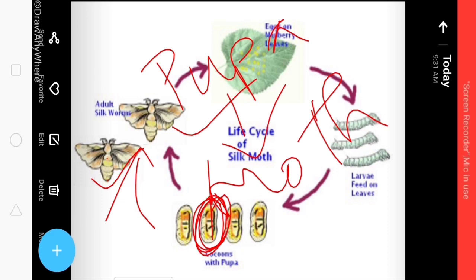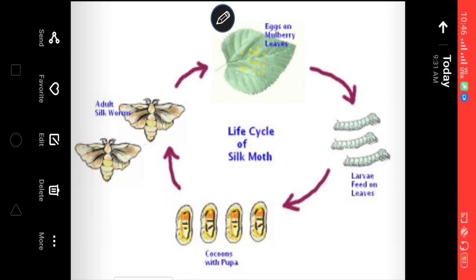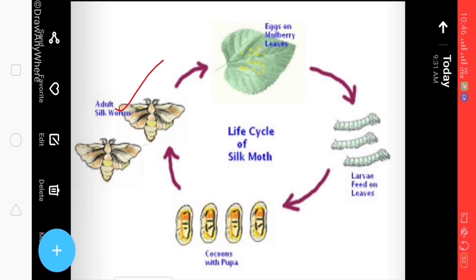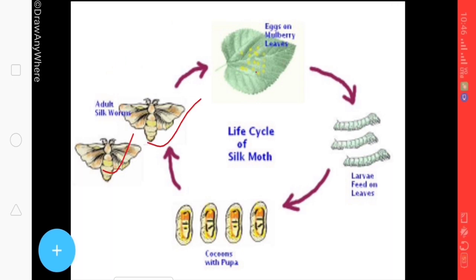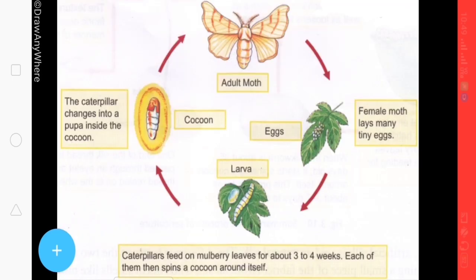And in the same way, again this butterfly will do what? It will lay eggs. Here in this image, some of the important points are mentioned, just like the female moth lays many tiny eggs. Female moths will give us so many eggs, numerous, okay. See here, this is the egg.